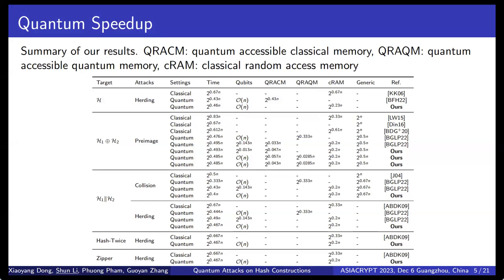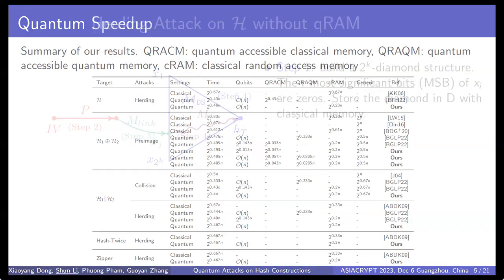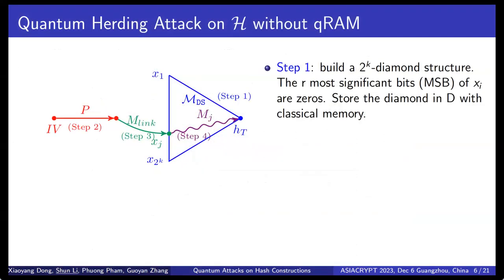Here is a summary of our results. We have worked on iterative hash functions, XOR hash functions, concatenated hash functions, hash twice, and zebra hash, on herding attack, pre-image attack, and collision attack. Due to the time limit, I will introduce two attacks only. The first one is the quantum herding attack on iterated hash without QRAM.